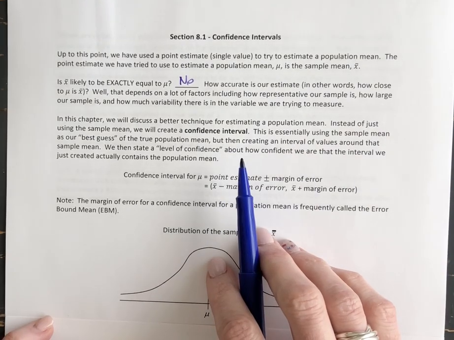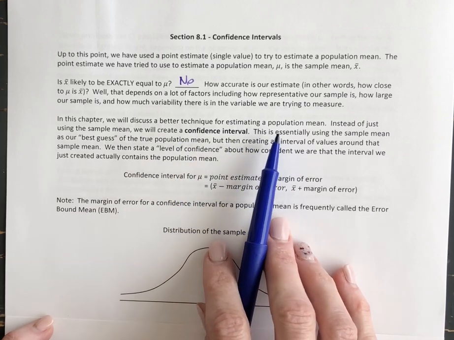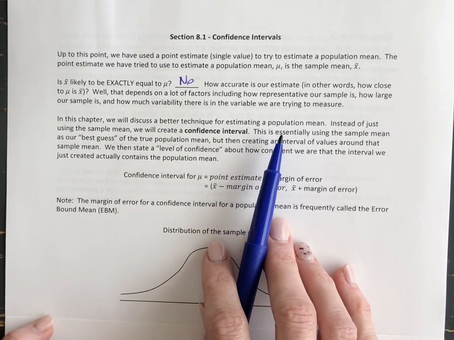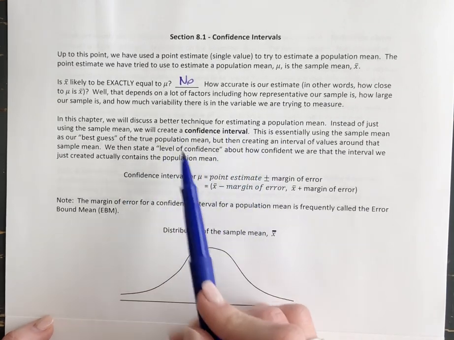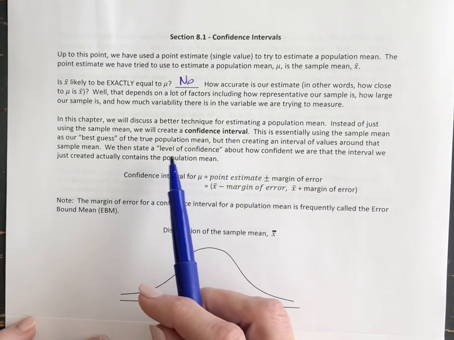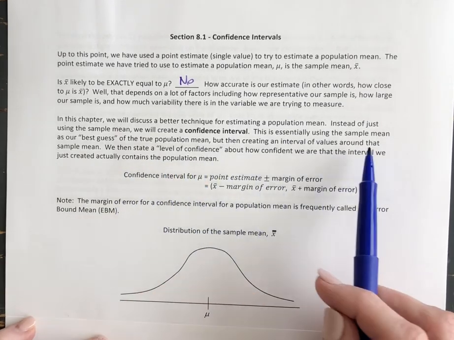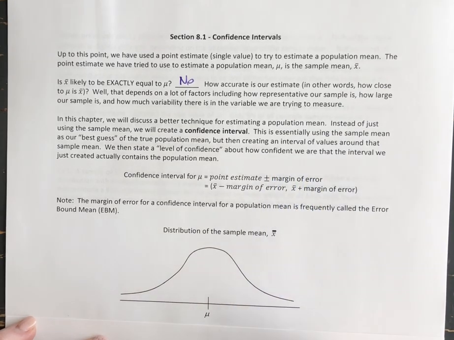So what we're going to do this time is look at using a better technique for estimating a population mean. And that is, instead of just using the point estimate x bar, we're going to create a confidence interval. So an interval around the value that we think contains mu. Basically we're going to use our best guess of the true population mean by using the sample mean, but then we're going to create an interval of values around that sample mean.